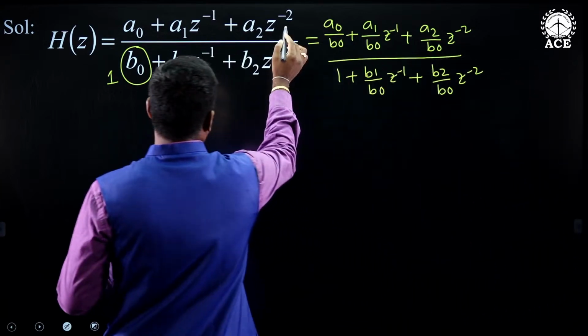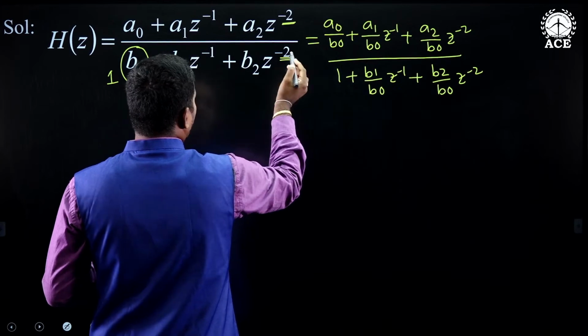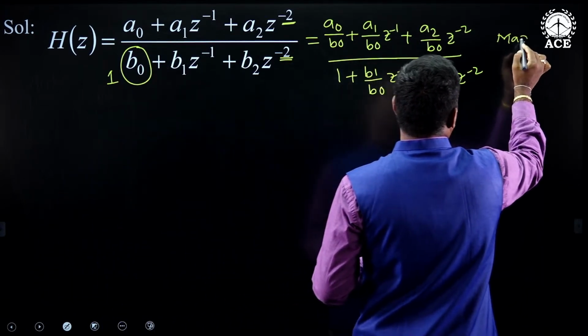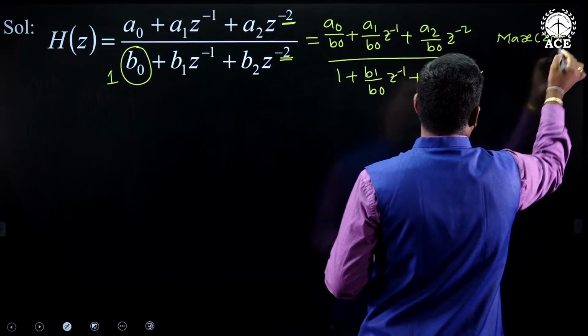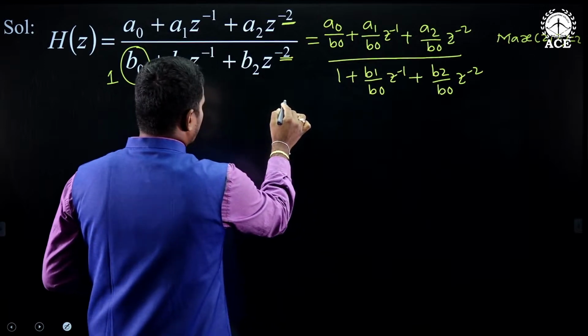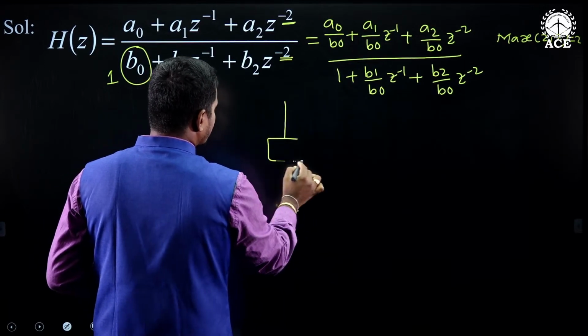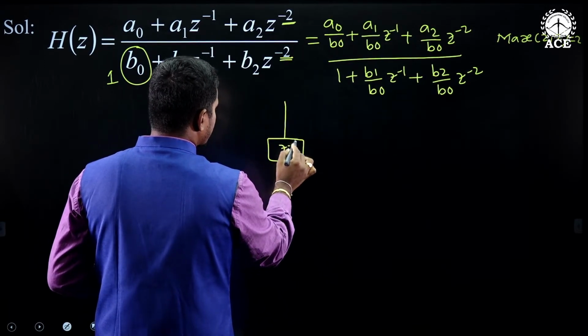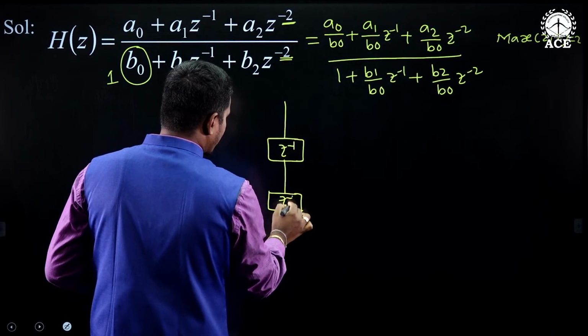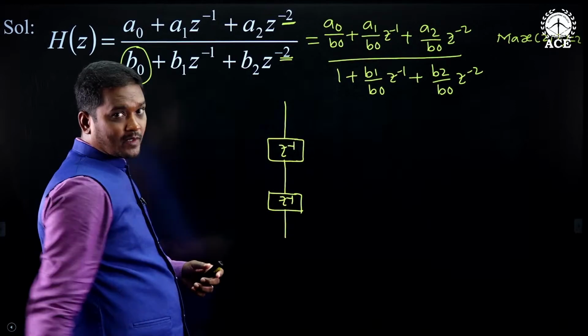How many delay elements do you need? Here 2, here 2. Max of 2 comma 2 is 2. So let us take 2 delay elements in the middle, z inverse, z inverse. Numerator corresponds to the output side.